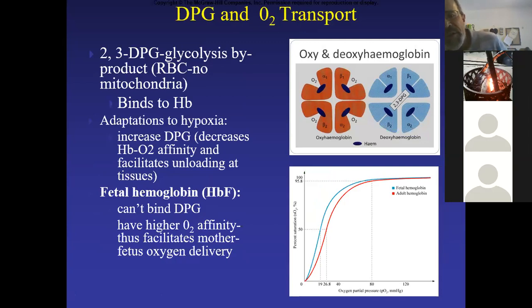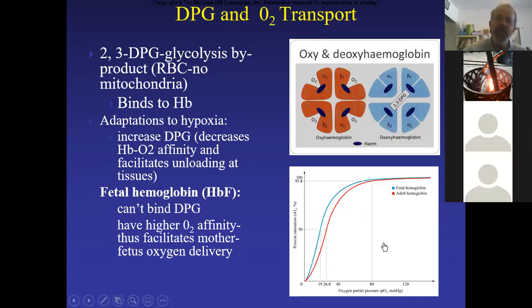Because the red blood cells don't have any organelles such as mitochondria, their mechanism of metabolism is glycolysis. So they generate DPG. DPG has an affinity for hemoglobin. Here's another thing, right? It has an affinity for hemoglobin.